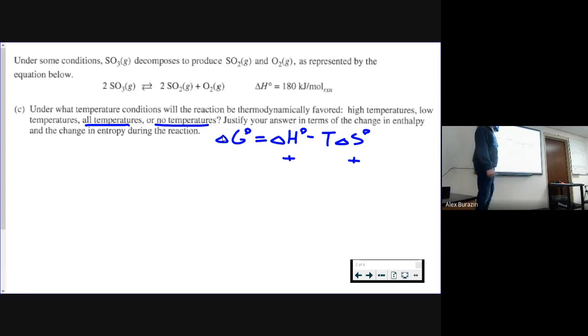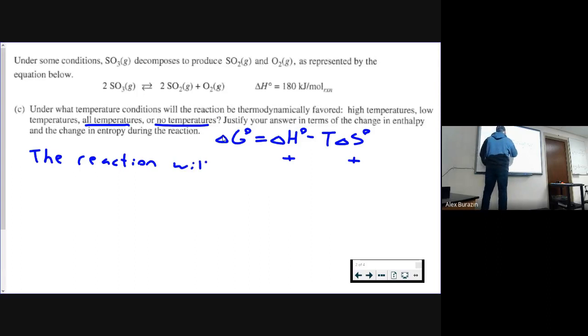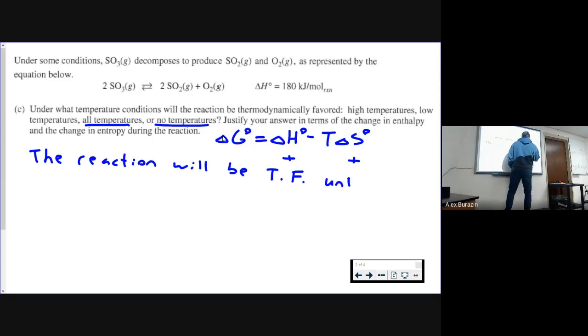So let's phrase this all out. Under blah, blah, blah. Okay. The reaction will be thermodynamically favorable. Sorry, those are big words. Under high temperatures.